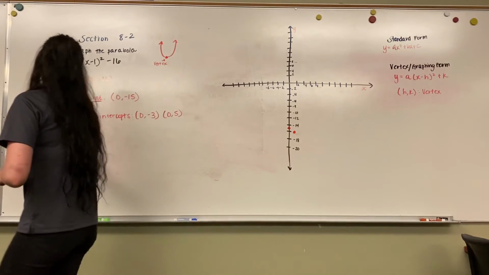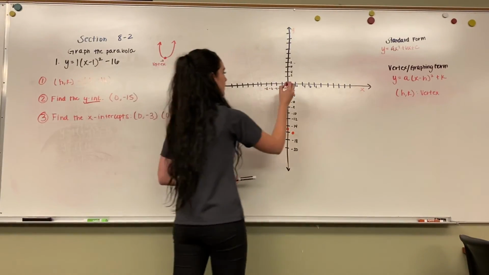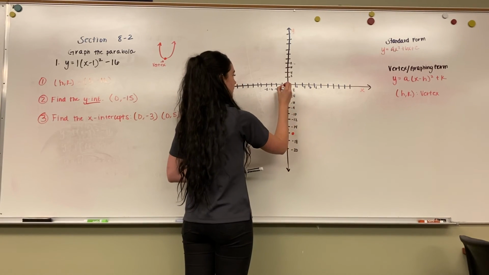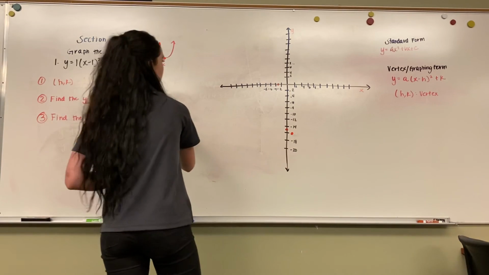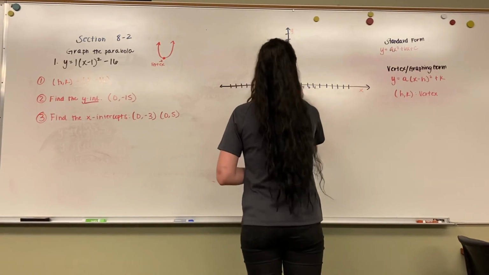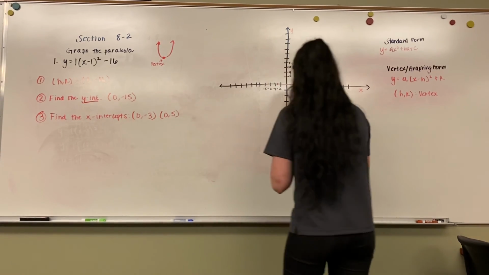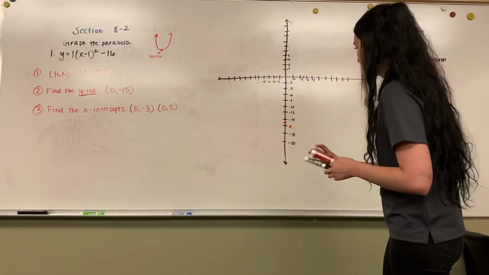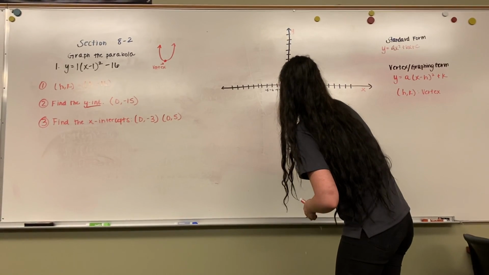And then we have our x-intercepts, 0, -3, and 0, 5. So 0, -3, 0 here is -2, and one more is -3. And then 0, 5. So we have 0 and we're going to go over 5. So there's 2, 4, 5. Okay, so now we just connect the dots. So if I were to draw this up like this, it would look like this.